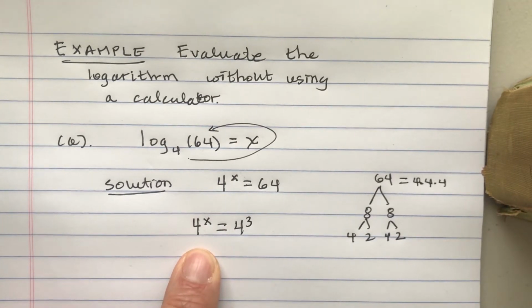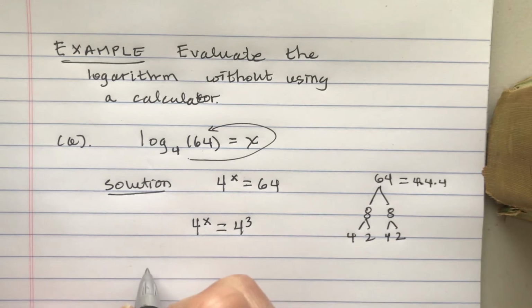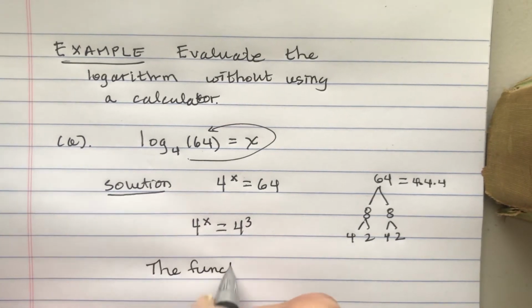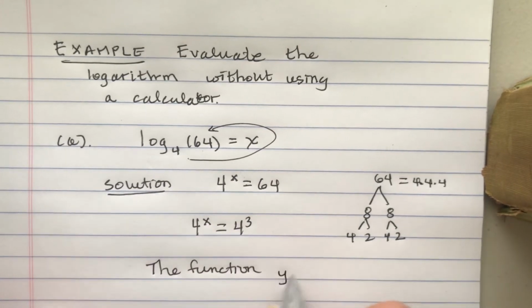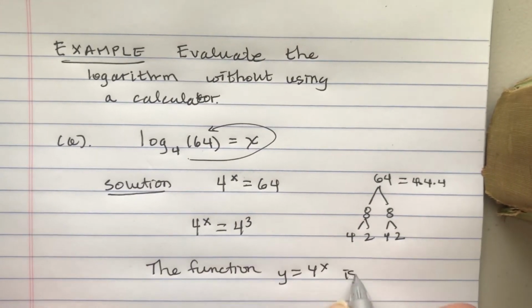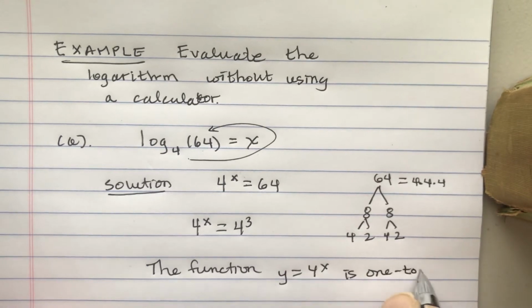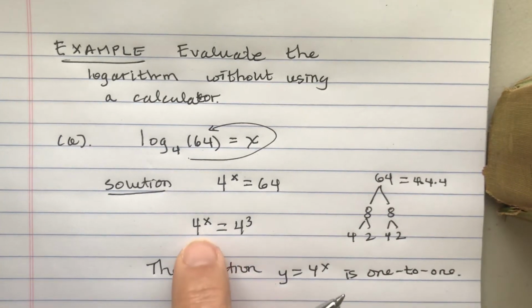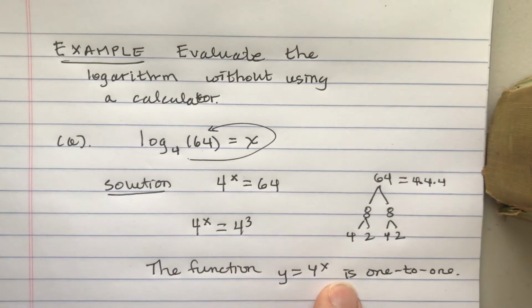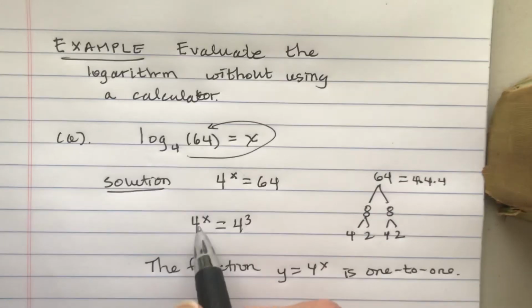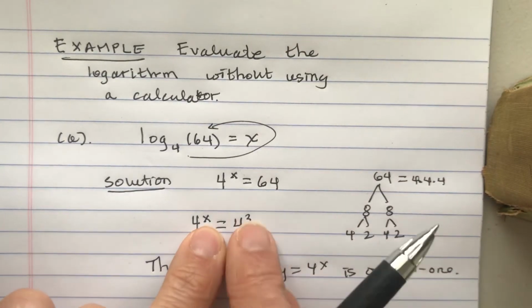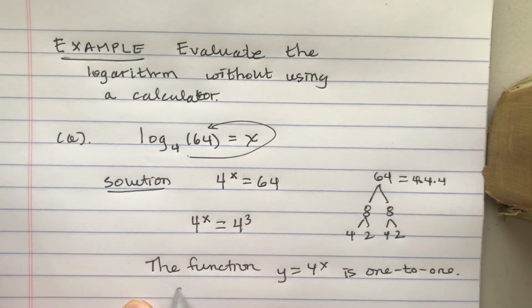All right, now what we're going to use is the fact that the function y equals 4 to the x is 1 to 1. This is something I should mention, and it might seem a little confusing, but the only way that 4 to the x could equal 4 to the third power is that x has to equal 3.